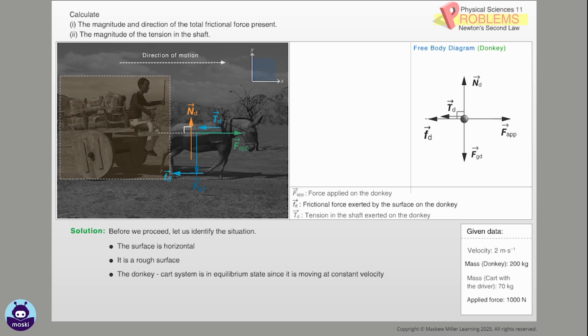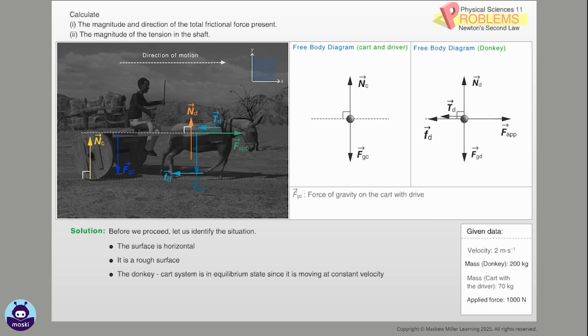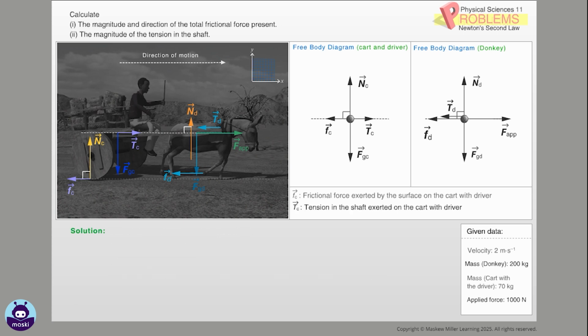Let us now consider the cart and driver, which is one body. For the cart with driver, the force of gravity, Fgc, is acting in the downward direction. The normal force acts perpendicular to the surface. The plane of motion is along the horizontal surface, so the net force in a direction perpendicular to the plane is 0. For the cart with driver, the tension in the shaft, Tc, is acting towards the right. There is a frictional force, Fc, acting towards the left. These two forces are balanced since the cart with driver is also moving at constant velocity. That completes our free body diagram for the cart with driver.